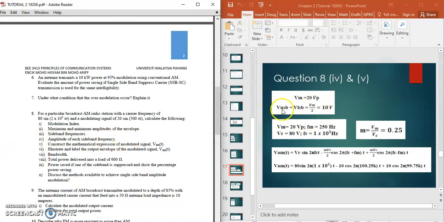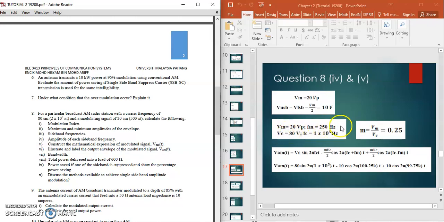You use this formula, and you can do this analysis. From here you can find Vm, and then V upper sideband equals V lower sideband, which is Vm divided by 2. 20 divided by 2, so you get 10 volts. From here you can further extend: Vm equals 20, and fm equals 250 Hz.